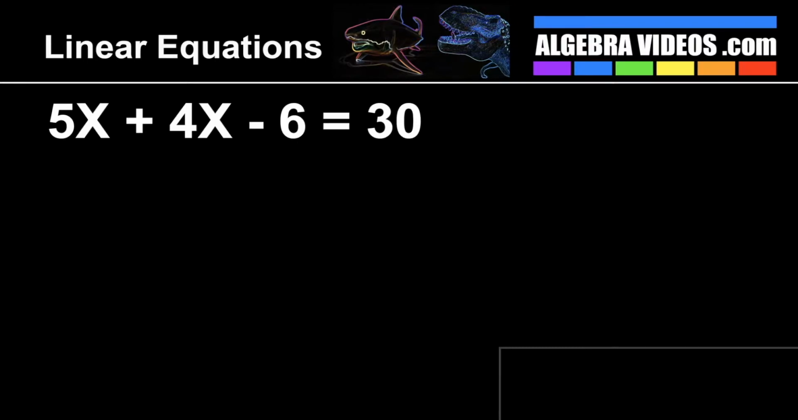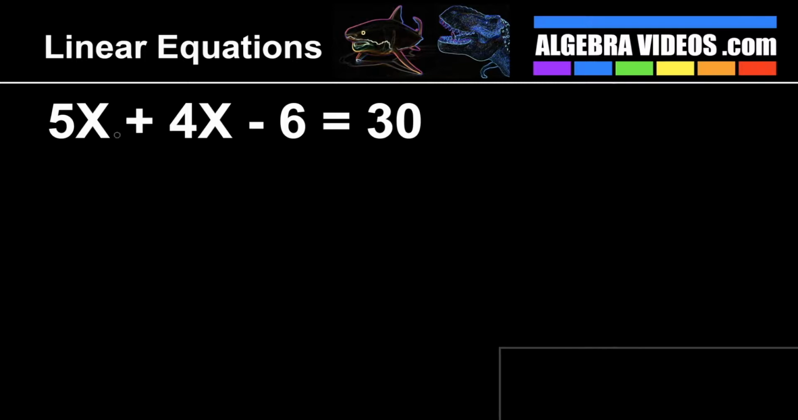Okay, 5x plus 4x minus 6 equals 30. So how do we do this? What we want to do is get x by itself on one side of the equation. So our final solution is going to look something like x equals something. So we've got to move these numbers around until x is on one side of the equation and everything else is on the other side of the equation.